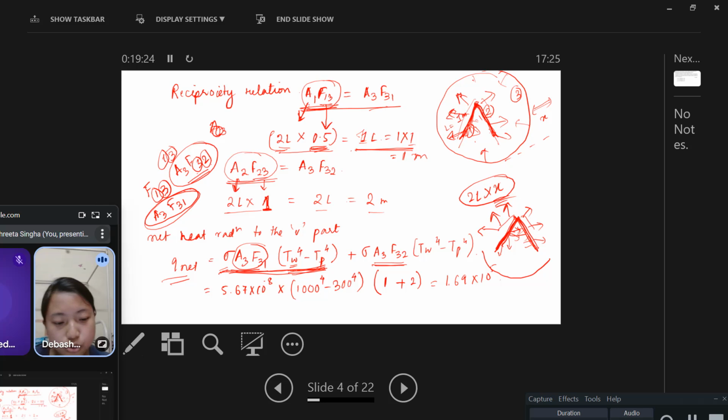We'll continue to do more of these view factors today. All of the numericals will be on view factor only, so you'll get to understand. Are you clear with this? Okay.